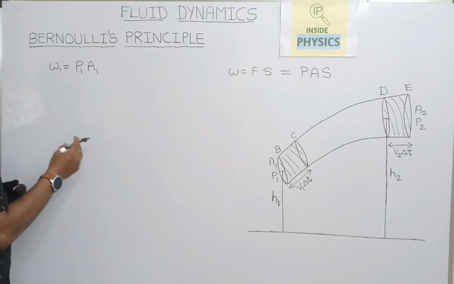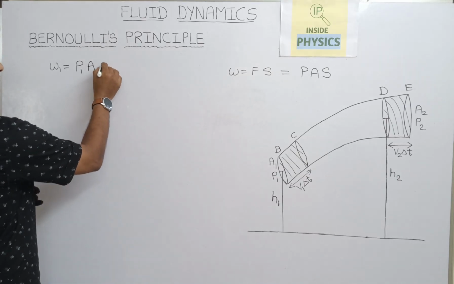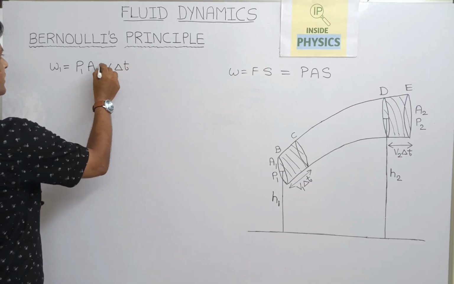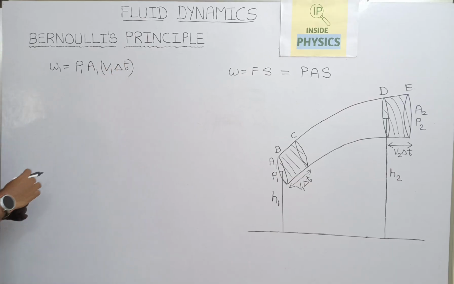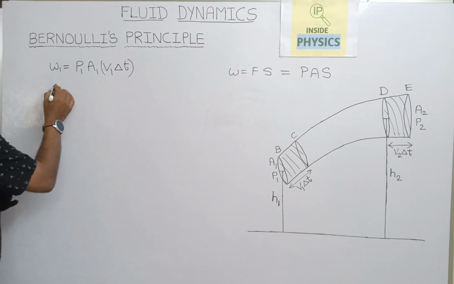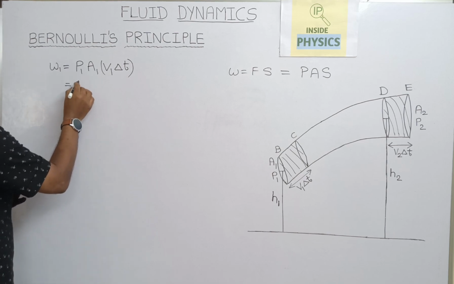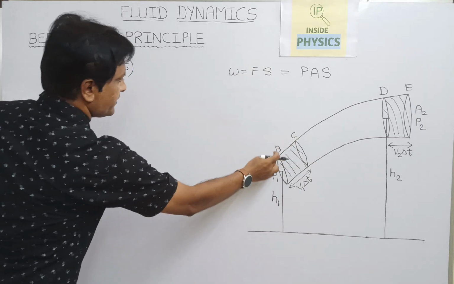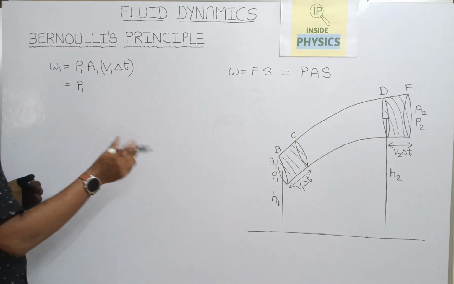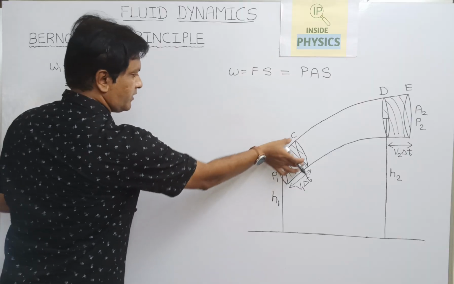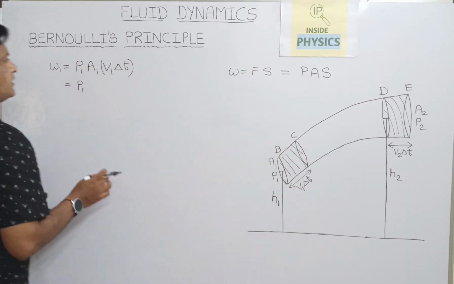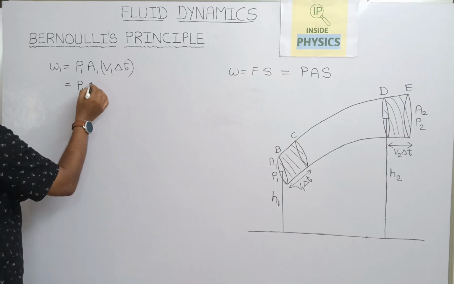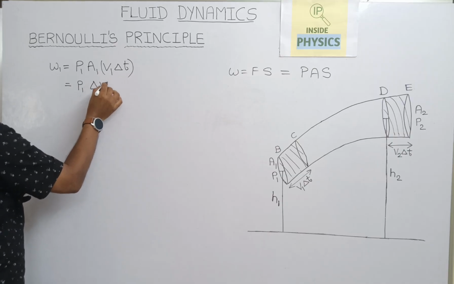So the displacement of the liquid from B to C can be taken in this way. If you observe this, pressure into area of cross section into displacement of the liquid gives volume. This volume is given by A1 into displacement. So this can be written as delta V.